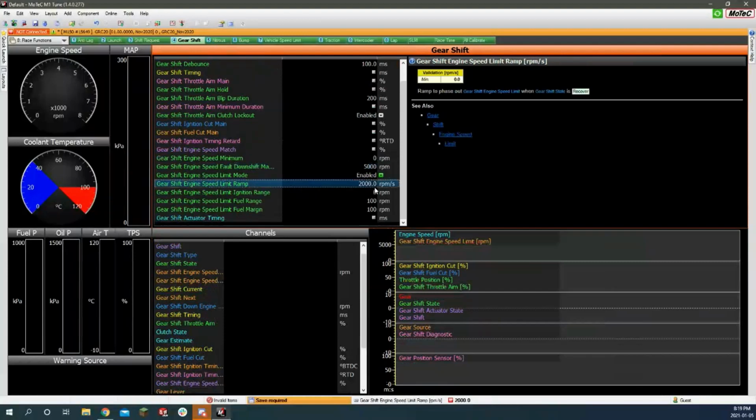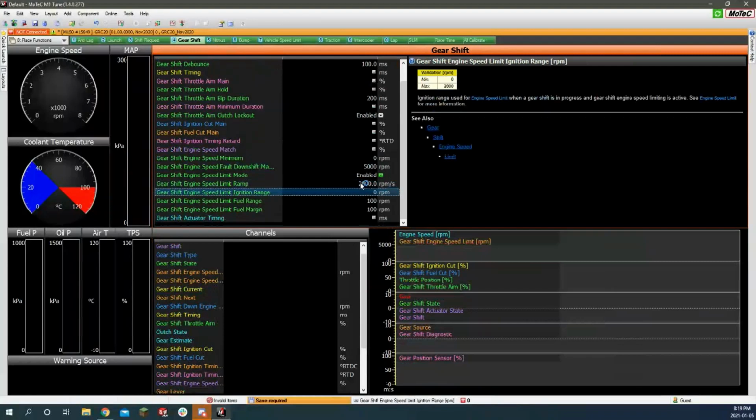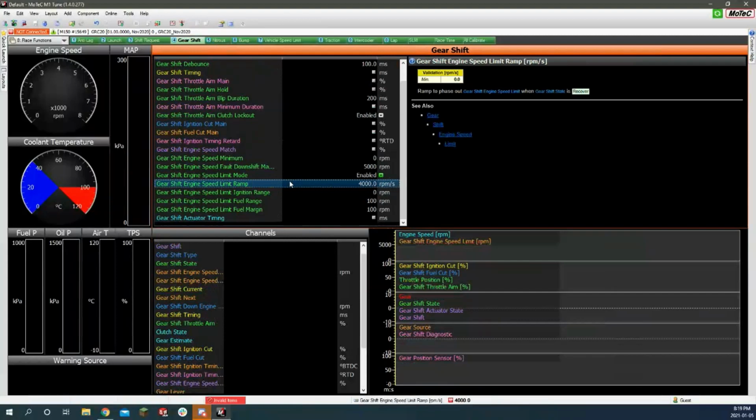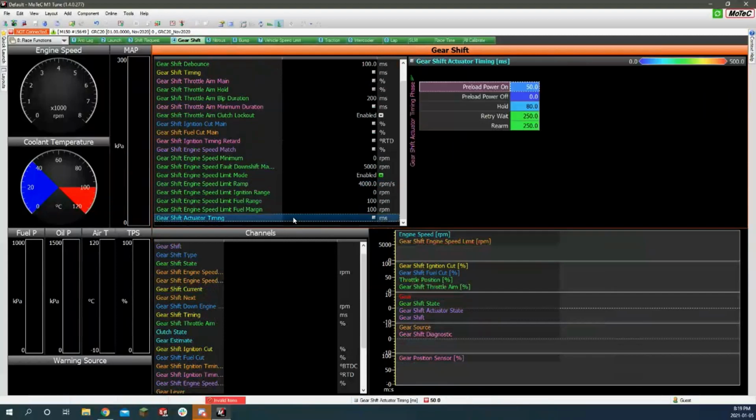Engine speed limit ramp: 2,000 RPM per second. That seems kind of slow, especially for our engine. But that's something we'll set up and we'll really tune in once we get the electronic throttle and we get our upshifting and downshifting dialed in.